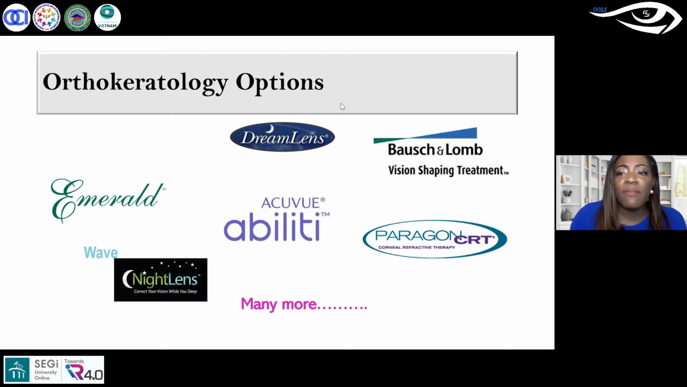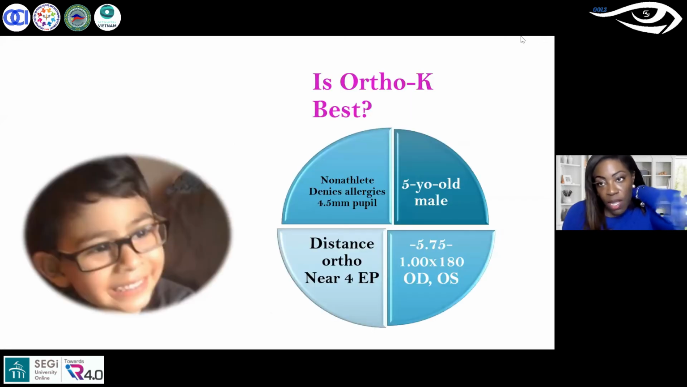And it's great that we have many options today for our children going through Ortho-K. So for Sammy, is Ortho-K the best option? His refractive error is definitely higher than that 4, so maybe not. He's not an athlete, so it's not a big advantage for him to use Ortho-K. He doesn't have allergies, he doesn't have a significantly large pupil, and as far as his eso posture, Ortho-K is not really going to help with that. So for him, I decided not to proceed with Ortho-K.